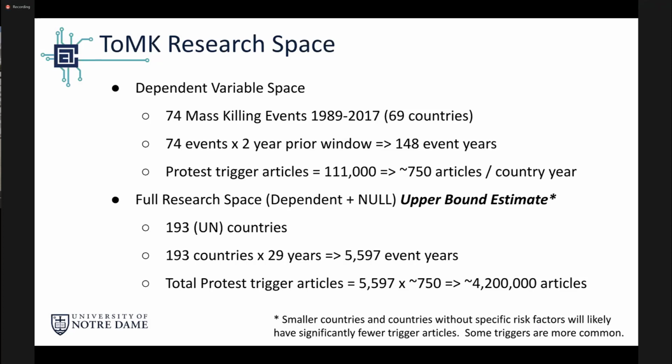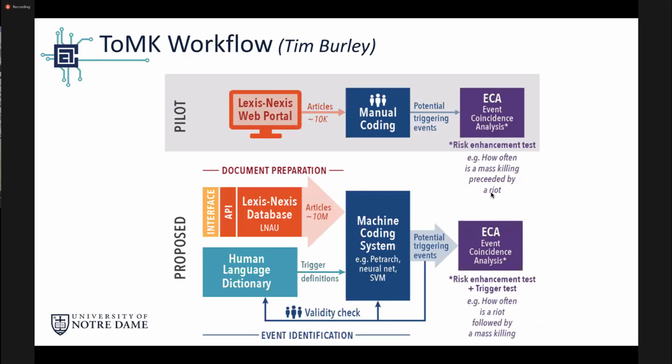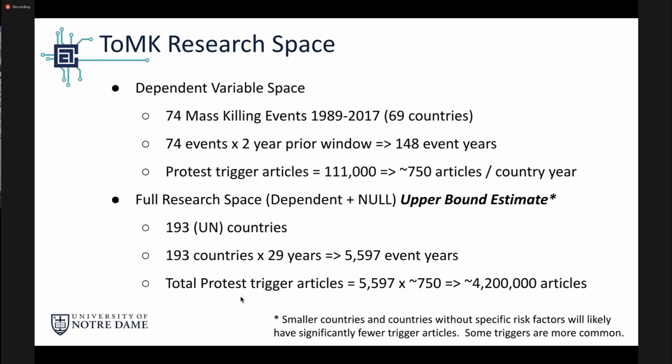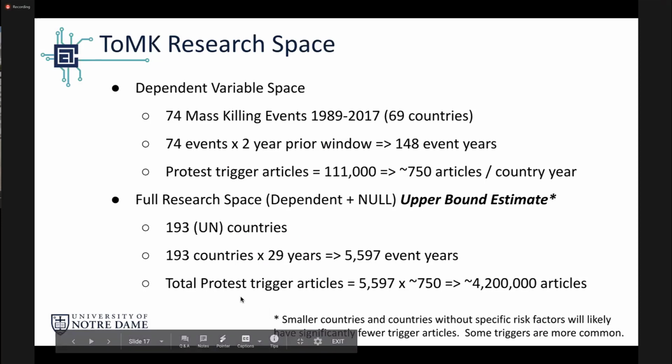Not all the little countries are going to have nearly as many articles. They just don't necessarily have as much going on. Not always true, some of them have a whole lot of protest even in small countries, but there just won't be as many articles to look through on the null space because of the number of articles produced. And that's for one trigger.